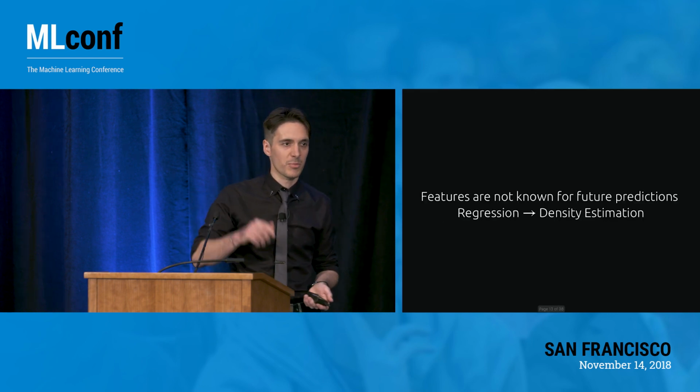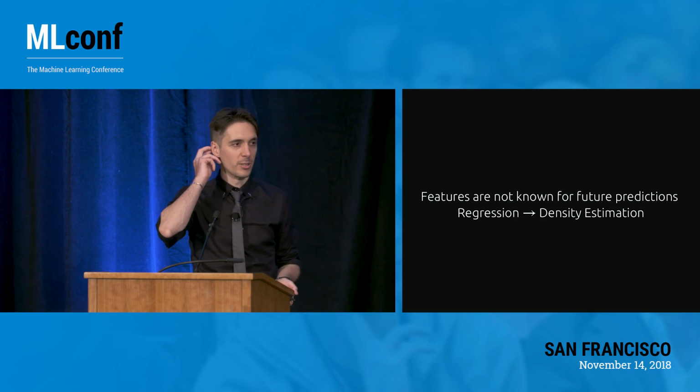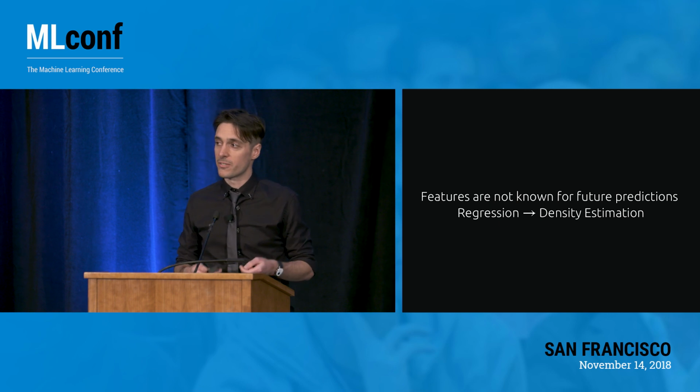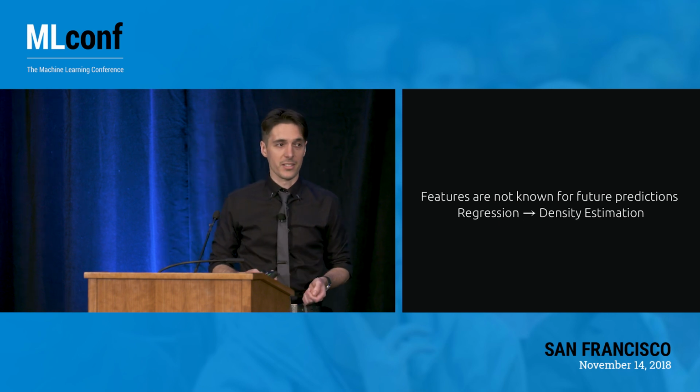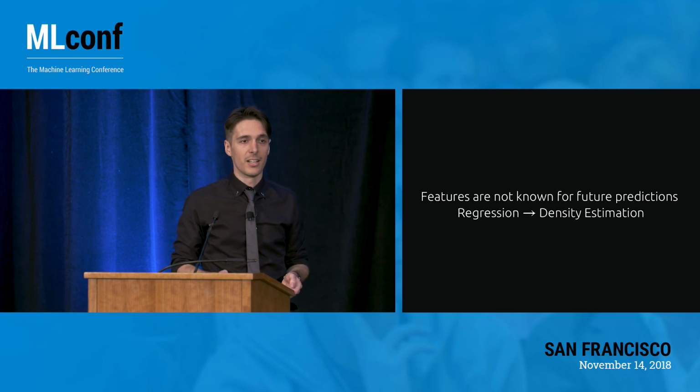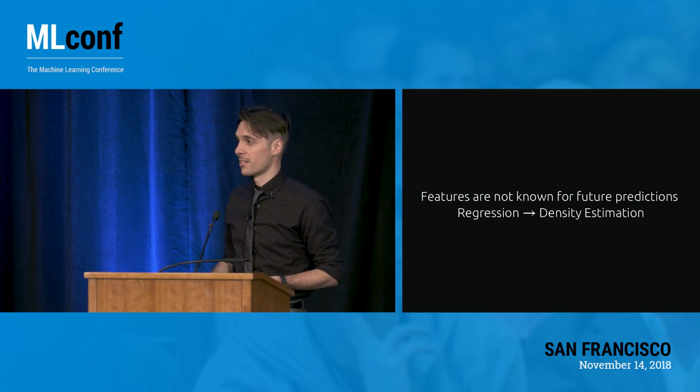So actually, this problem becomes less of a regression problem, more of a density estimation problem. We'd still like to learn the distribution of transit times and model that uncertainty, and then make decisions that are optimal under some loss function in the presence of that uncertainty.